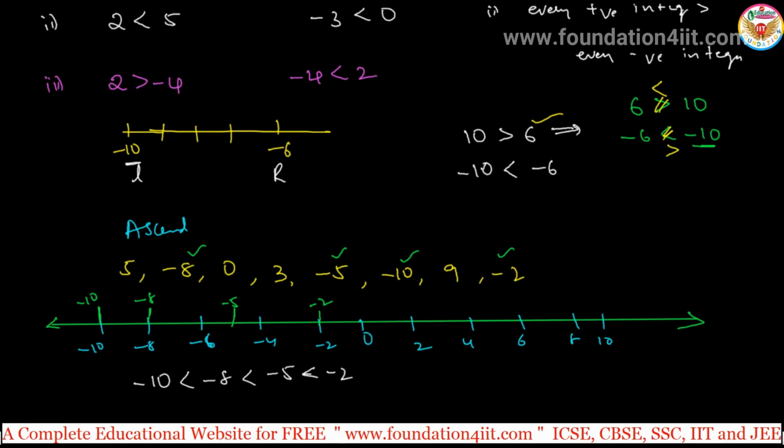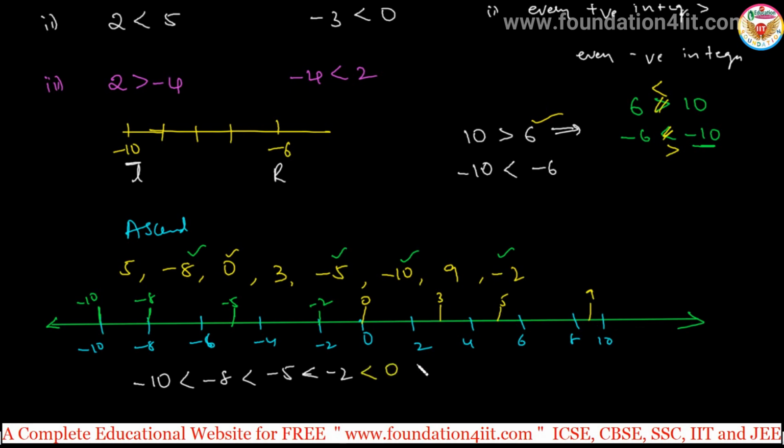Next, the numbers which are positive and 0. So 0 is here and 3 is between 2 and 4. Next 5, then 9. So 0 is less than 3, less than 5, less than 9. This is in ascending order. Using the number line, left side numbers are always smaller than the right side numbers, and right side numbers are always greater than the left side numbers. Based on this, you can arrange in ascending or even descending order using the number line. Next, in integers, let us continue with addition and subtraction of the integers.